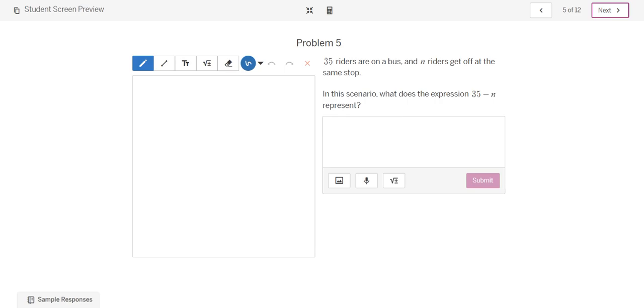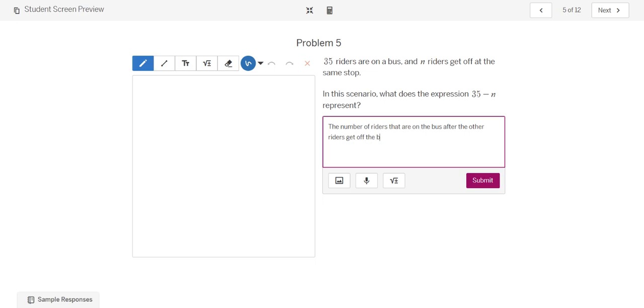35 riders get off. In this scenario, what does this mean? I would say something along the lines of the number of riders that are on the bus after the riders get off. The other riders get off the bus.